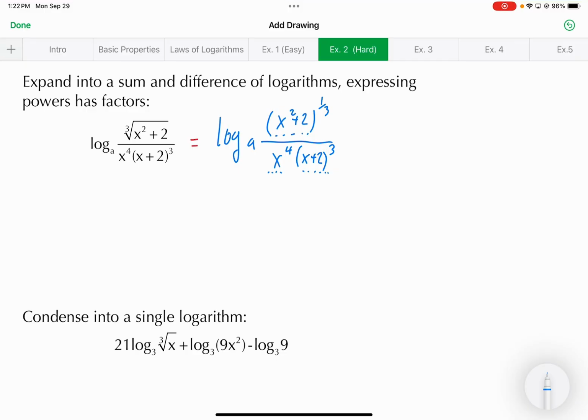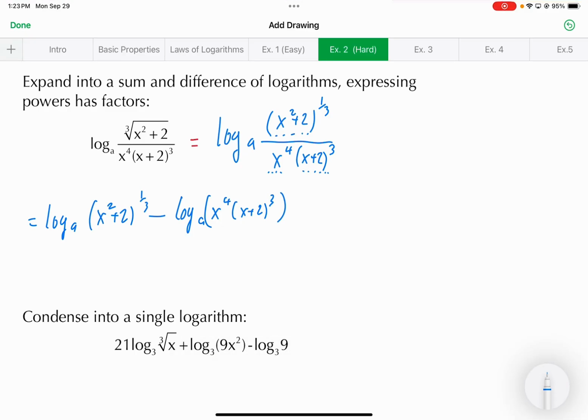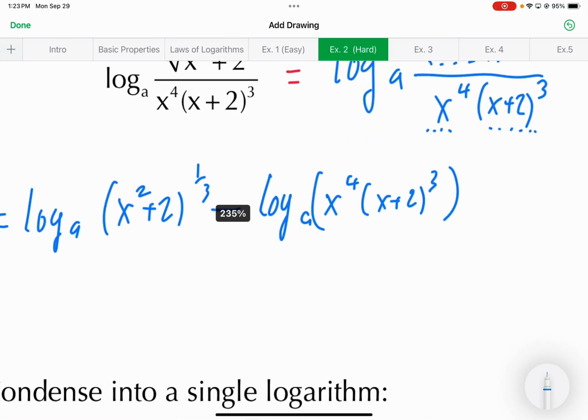So I like that. Okay, so then we would make it log base A of quantity x squared plus 2 to the 1/3 power minus, and then I would do log base A of x to the 4th, I'm going to put this in parentheses, times x plus 2 cubed, rather. All right, so that's split top from bottom right there. Okay. All right.